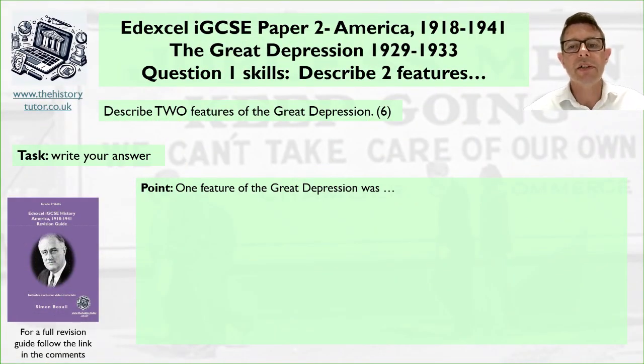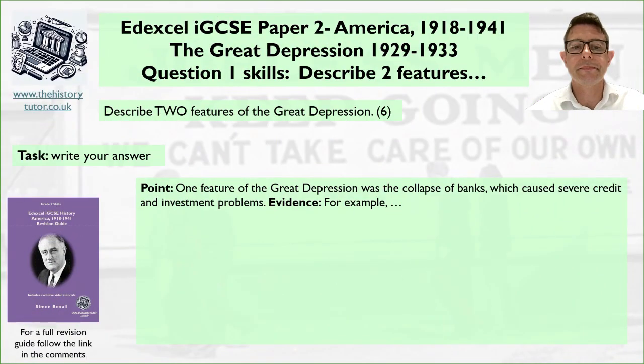So one feature of the Great Depression was this. So in our plan, we had lack of credit and loans and the failure of the bank system. So you could set that out, if you like, as your first idea. So pause me now and write your first sentence. Okay, so here's what I've got. One feature of the Great Depression was the collapse of the banks, which caused severe credit investment problems. Nice and simple. So now we need our evidence to back it up.